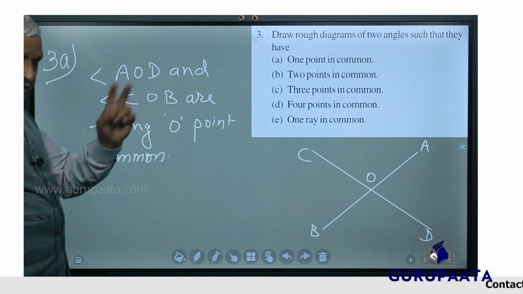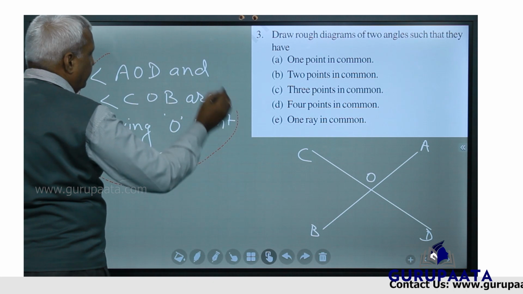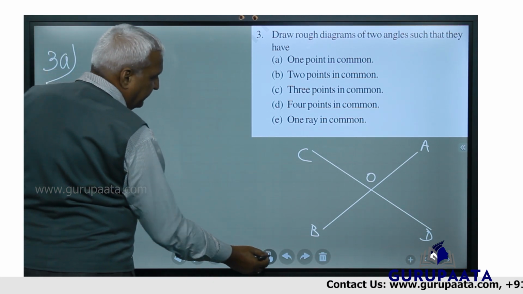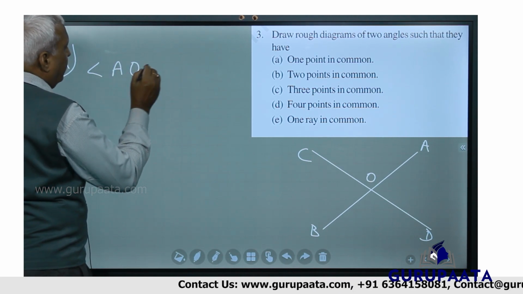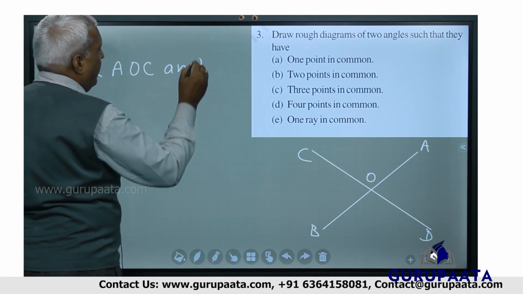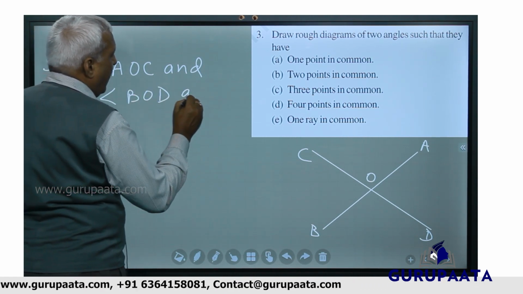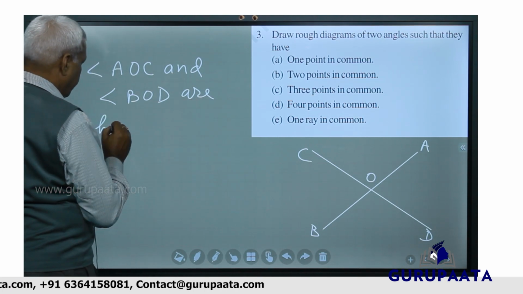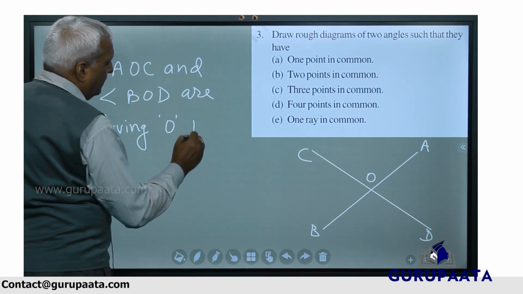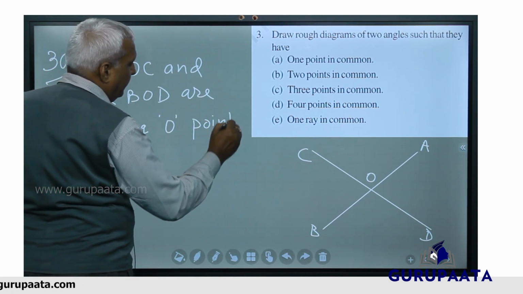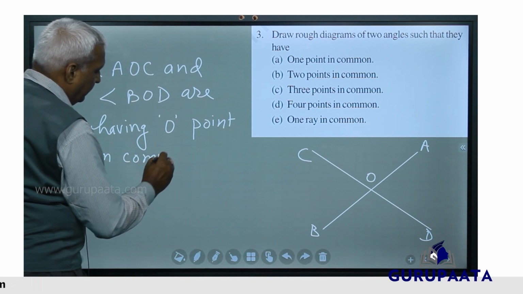Alternatively, I will write here. For that one, I will erase this one and I will write: angle AOC and angle BOD are having O point in common. In common.